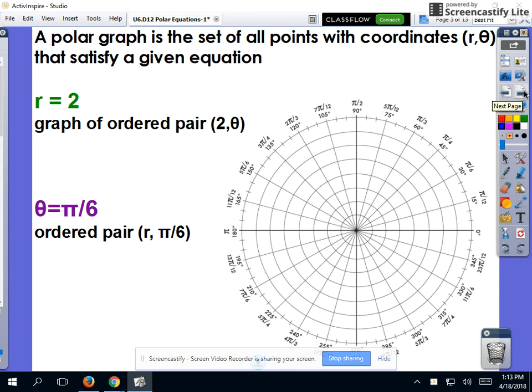So this breaks down the idea that a polar graph is a set of all points with the coordinate of r theta that satisfies a given equation. For instance, r equals 2. Well, that means no matter what the theta is, so theta is 0, r equals 2. Theta is pi over 4, r equals 2. Theta is pi over 2, r is 2 still. So what we're actually building is our circle that we already know, okay?